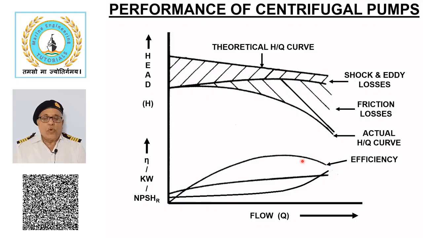Performance curves also show relationship of the efficiency with flow. Pump is designed to operate at best efficiency point with corresponding head and flow. From the curve, it can be observed that power absorbed by the pump has a straight line relationship with flow. Pump consumes minimum power with closed discharge valve when there is no flow.